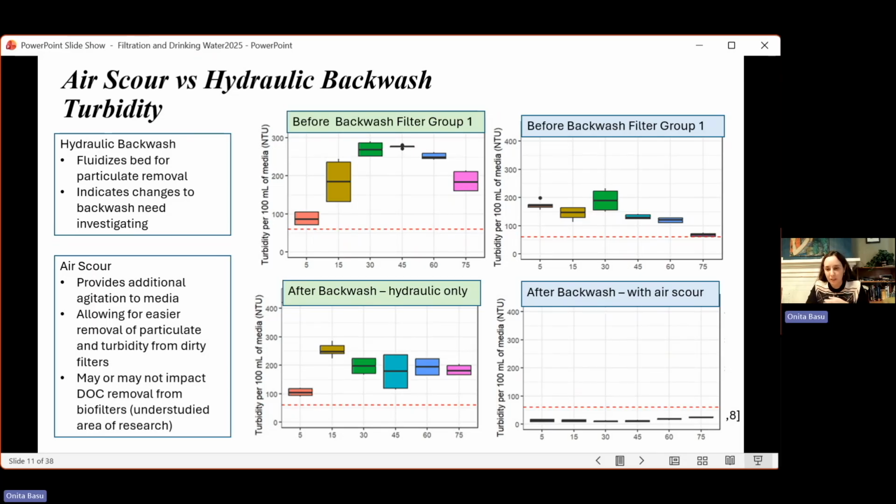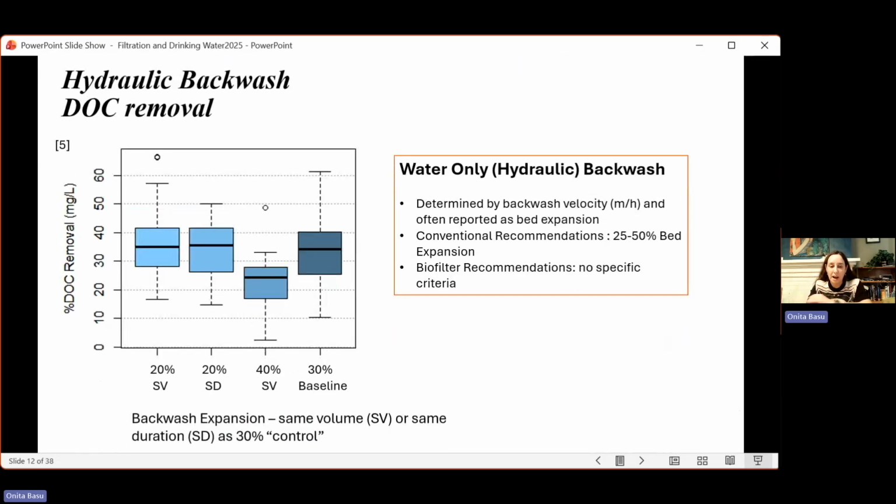And I made a note, this is a very understudied area of research. I do have a little bit of research in this area, and it's something I'm interested in doing more on. So I've done one study where we looked at the impact of the hydraulic backwash on DOC removal. I'll just explain the graph to you for a second.